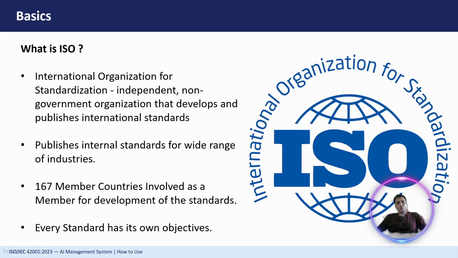Every standard has its own objective. As I said, 42001 is specifically for artificial intelligence management system. 27001 is for information security. 9001 is for quality. So similarly, there are other standards covering other different domains.